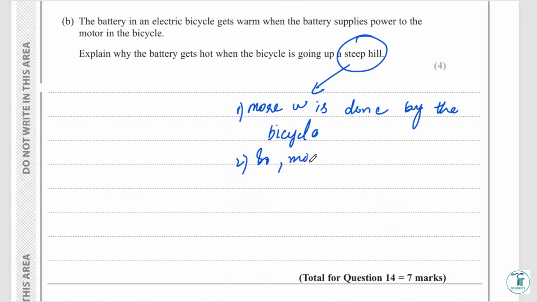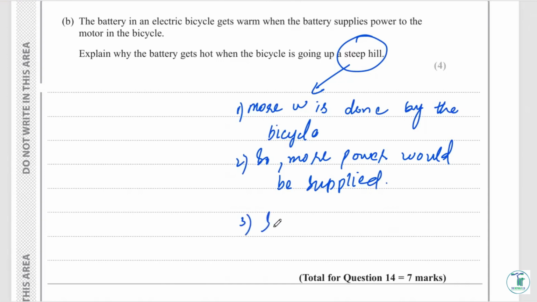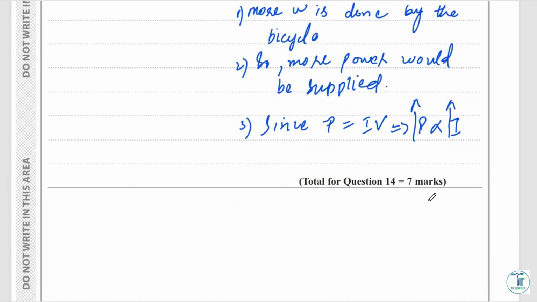So more power would be supplied if it is doing more work. And if you're increasing the power, everybody knows that since P is equal to IV, power is directly proportional to current. Higher the current, higher the power derived from the battery, the higher would be the current flowing inside the battery. And when the current increases through the battery, the temperature would rise as well.